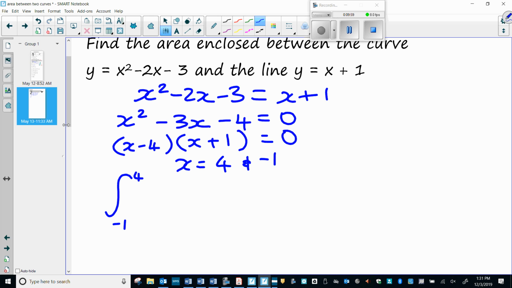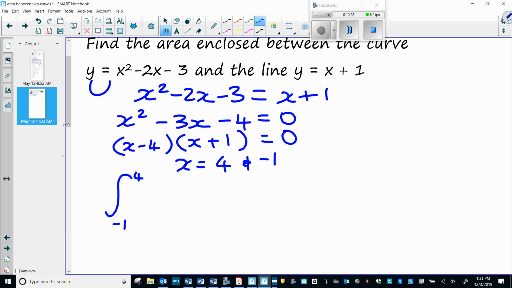We need to decide which of these functions is our f and which one is our g. This graph is a what kind of graph? Positively happy, so it's going to look like that. Because remember, you look at the sign in front of the x squared. And what kind of graph is that line? Straight line.